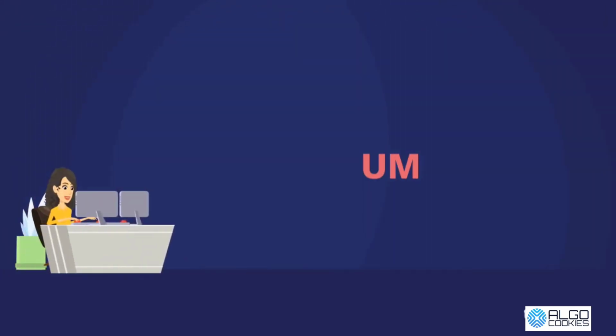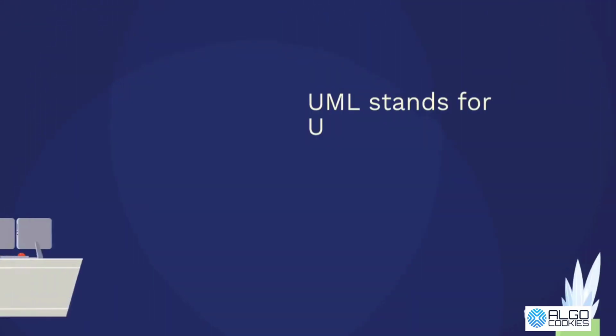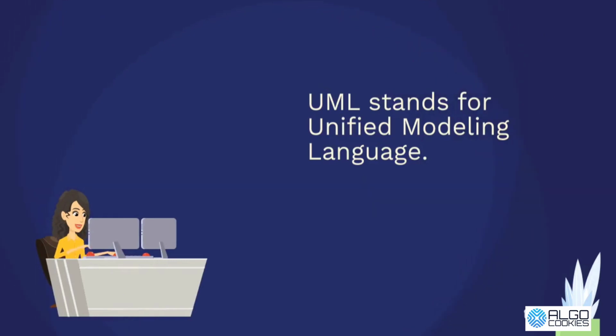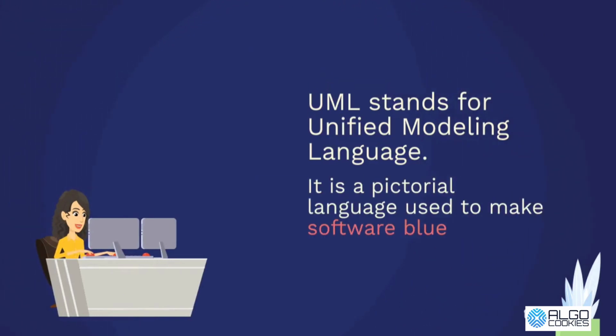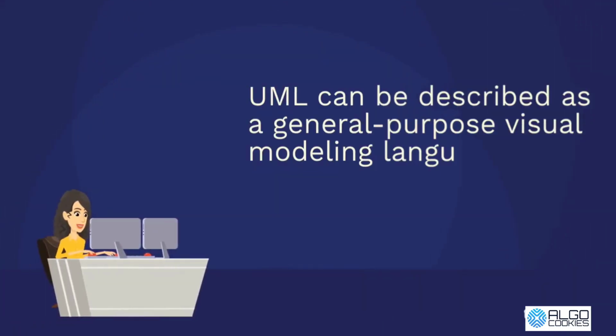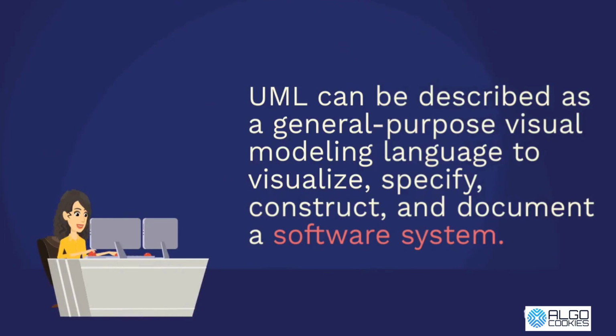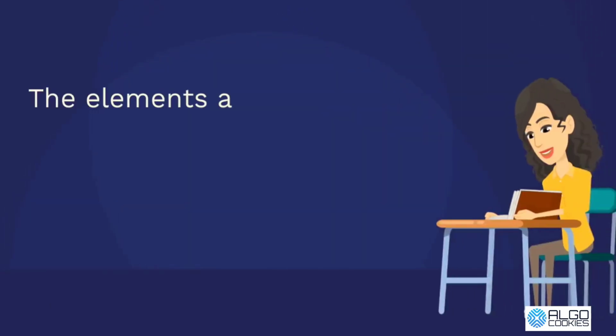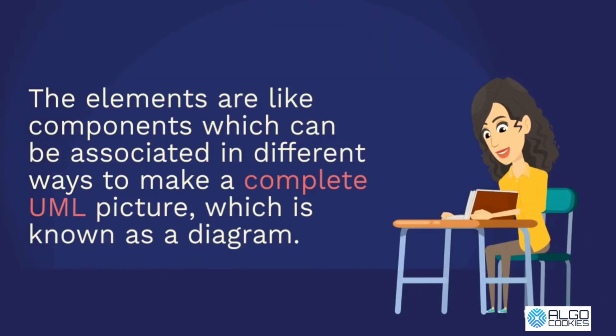UML. UML stands for Unified Modeling Language. It is a pictorial language used to make software blueprints. UML can be described as a general-purpose visual modeling language to visualize, specify, construct, and document a software system. The elements are like components which can be associated in different ways to make a complete UML picture, which is known as a diagram.